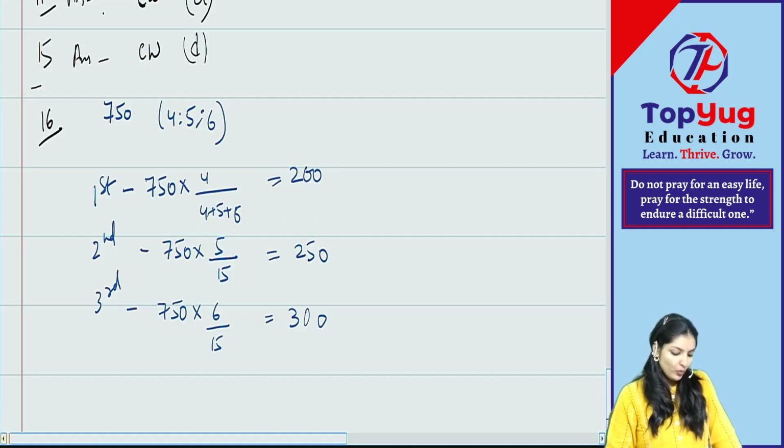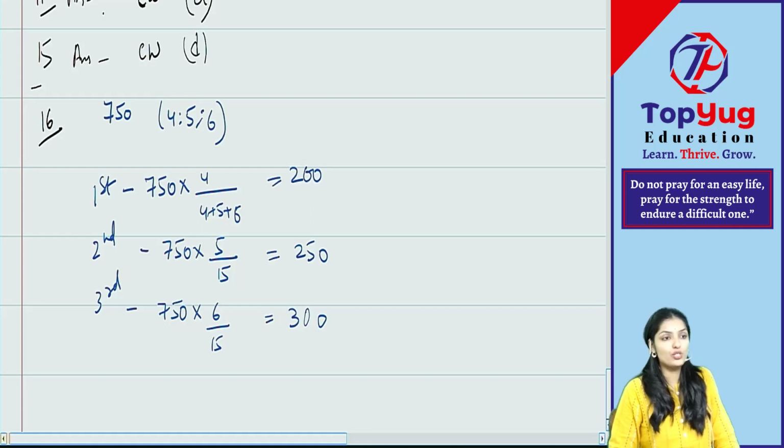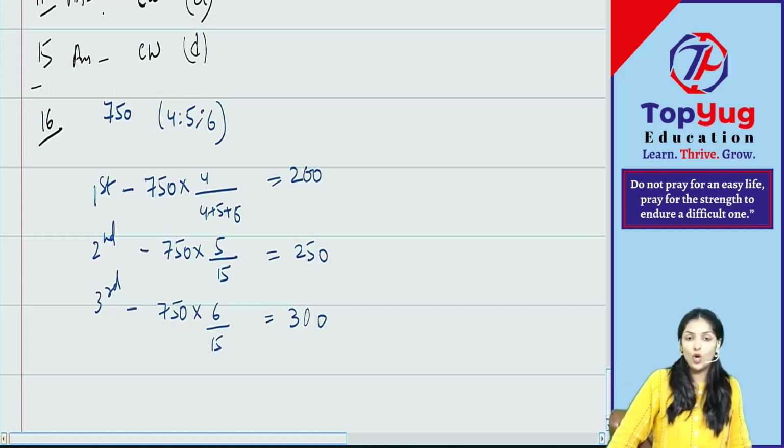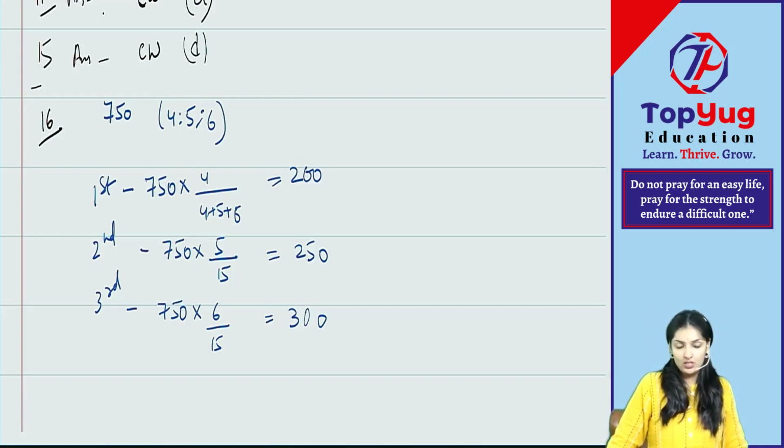So directly, if you want to go with the trial and error method, take the option, cancel and check if they are in the ratio of 4:5:6. Option A you can take, cancel them and check if they are in the ratio of 4:5:6. So that would be the right answer.